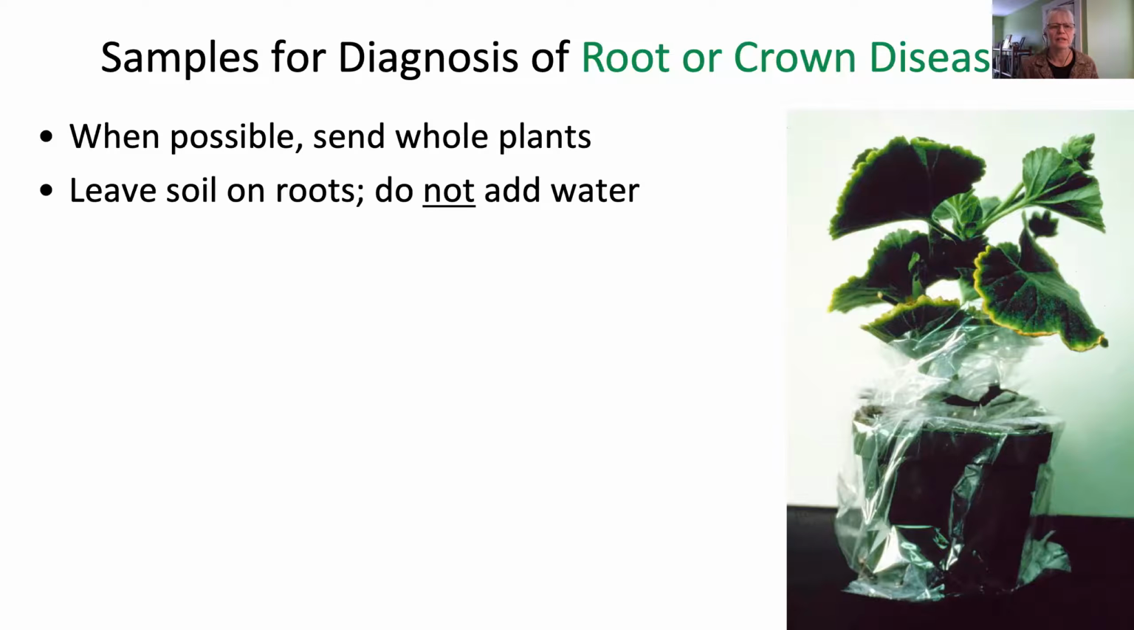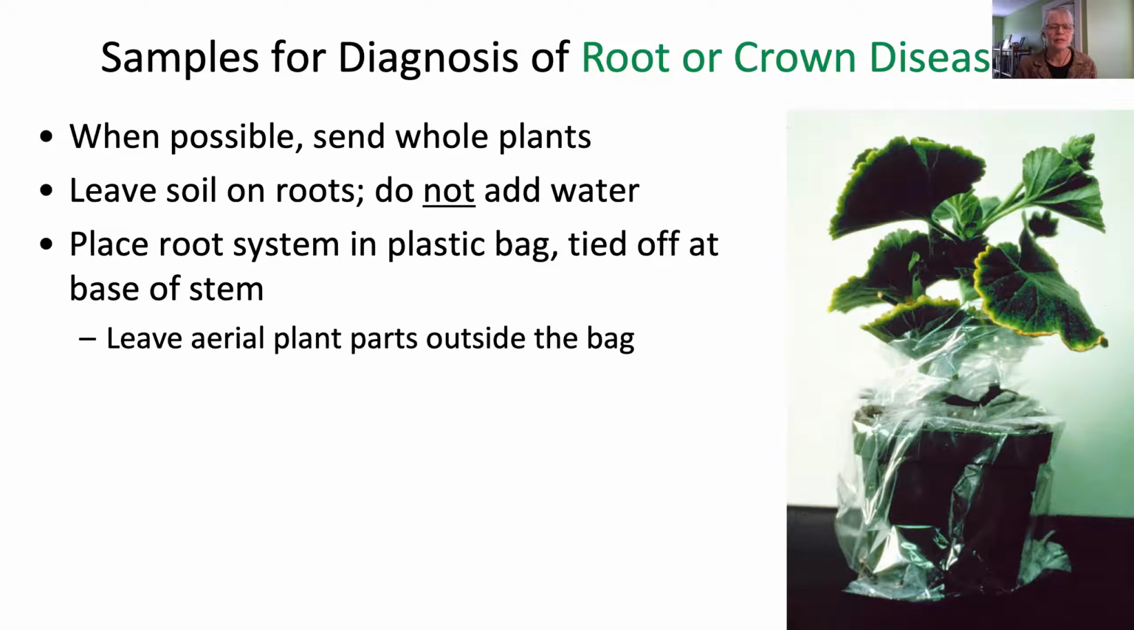And then you want to leave the soil on the roots, with whatever level of moisture it had, don't add water. It will help us to see what the condition of the soil was. That can be important information for the diagnosis as well. And if the soil is relatively moist, then the roots will remain moist as well. And then you want to place that root system in a plastic bag and tie that off around the base of the stem, leaving the aerial parts of the plant outside the plastic bag. That way the soil won't fall up on the leaves and make a mess of the sample in the mail.